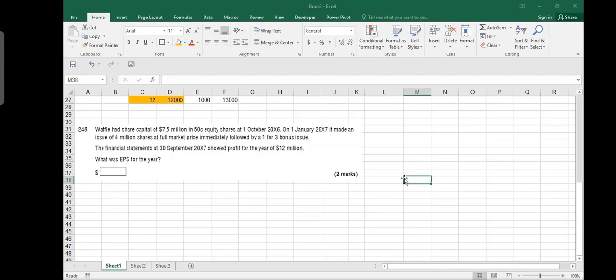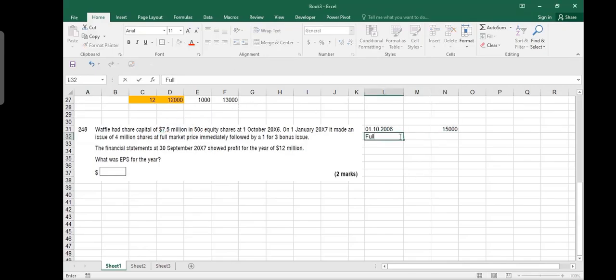We have 50 million shares, not 7.5. You have 15 million shares before. So $7.5 million. Let me not call it existing; let's put it with the dates. So on 01/10/2006, you had 15 million shares. Why 15? Because it says $7.5 million, and each share is only 50 cents. So you divide the number of shares with this: 7.5 million divided by 50 cents, you will get 15 million. So your number of shares are 15 million.